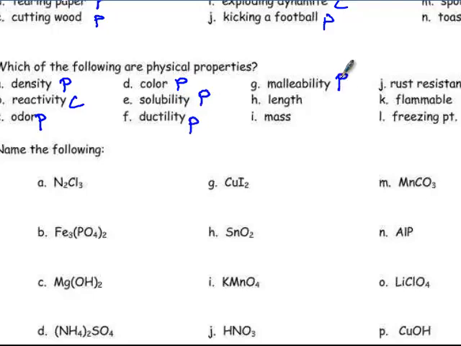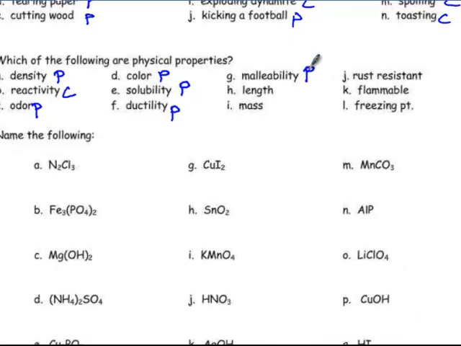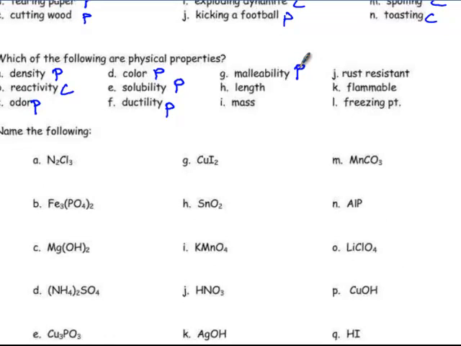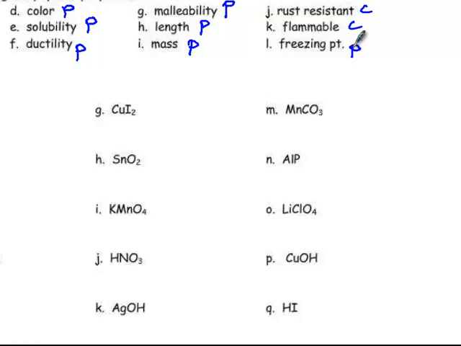Ductility, the ability to be drawn into a wire. Metals are ductile. They can be stretched into a wire. And malleability, the ability to be shaped with a hammer. Again, a metal trait, and it is a physical property. Length and mass, both physical. Chemical, and physical, a phase change, its freezing point. Rust resistance, rusting would be chemical, so the property of resisting rust would be a chemical property. And then burning, again, chemical.